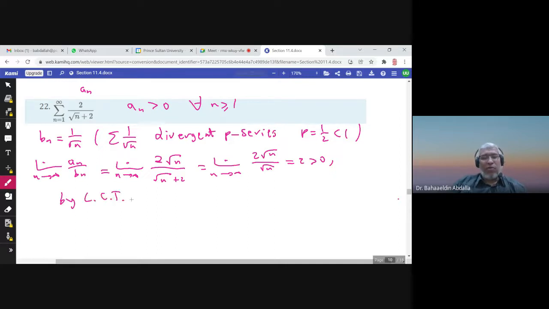So by limit comparison test, summation an also diverges.